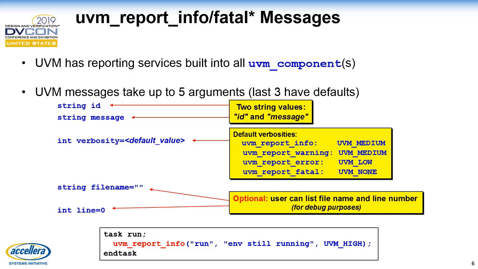The methods themselves have a file name string argument, and it's an empty file name currently, and so it doesn't print out anything, and it also has a line number equal to 0, so it does not print out the line number unless you add that in. And so you just say UVM report info, just a little ID string of run, and what the message is, and turn the verbosity to UVM high.